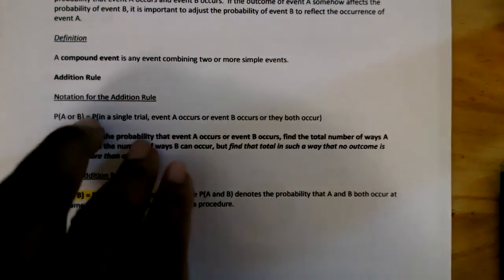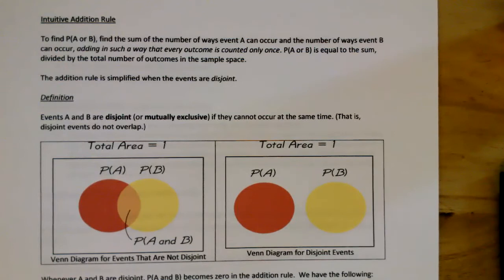Okay. Now, on the next page is the intuitive addition rule. And that's just to find the probability of A or B, you're going to find the sum of the number of ways event A can occur and the number of ways event B can occur, adding in such a way that every outcome is counted only once. And the probability of A or B is equal to the sum divided by the total number of outcomes in the sample size.